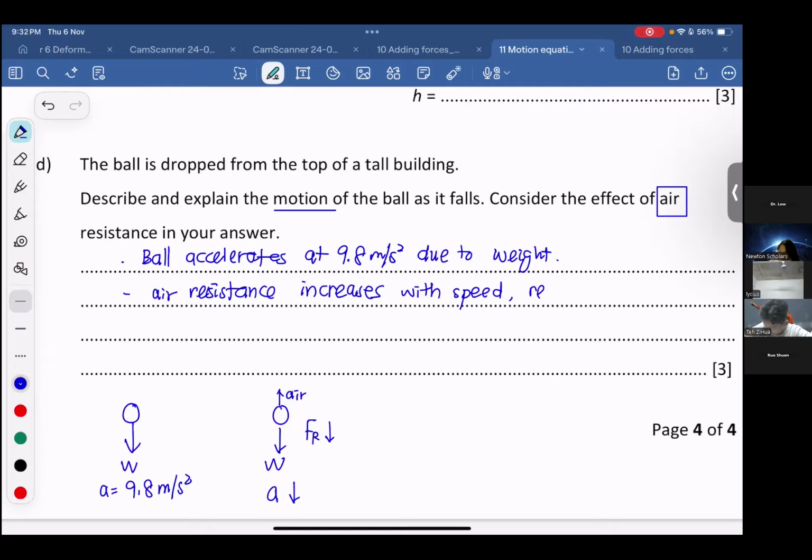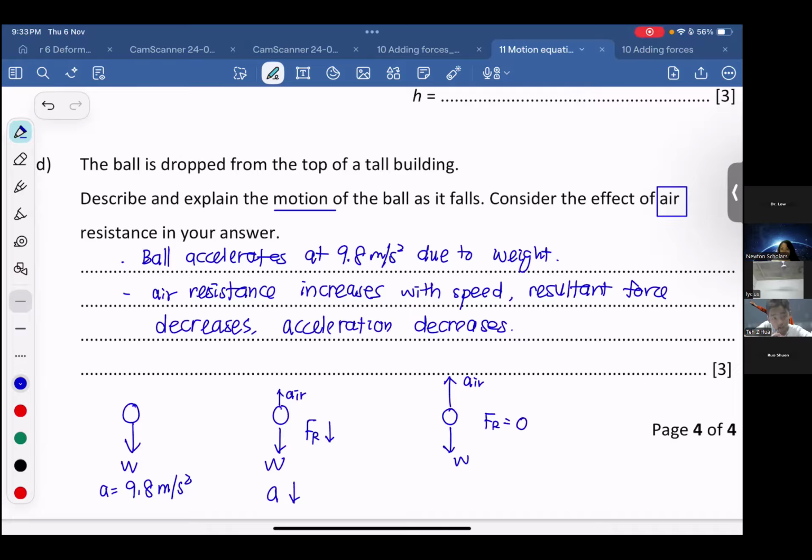So your resultant force decreases. What is your motion? Your acceleration decreases. Until a certain moment, because air resistance keeps on increasing with the speed, air resistance and the weight are balanced. At this moment, your resultant force is 0. So Zihua, what do you say? Terminal velocity. Very good. At this moment, there is no more acceleration. How does it move? At terminal velocity.